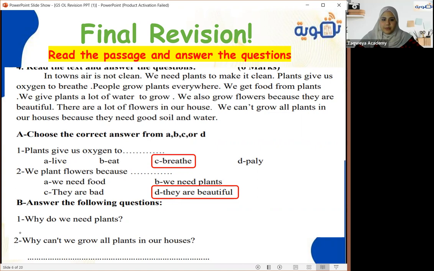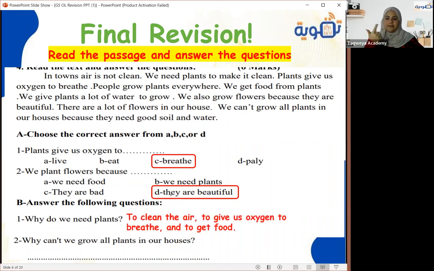Question 1 in exercise B. Why do we need plants? Okay, then go to the passage and look for the answer. Why are plants important? Why do we need them? We need plants to make it clean. What is it? The air in towns. Plants give us oxygen to breathe, and we get food from plants. So those are the 3 answers we need: to clean the air, to give us oxygen to breathe, and to get food.